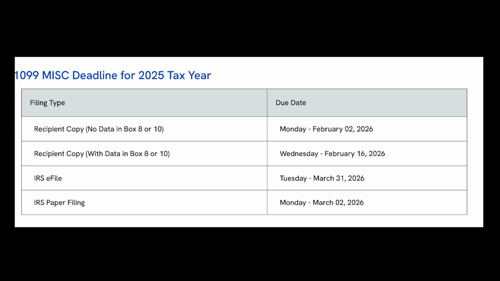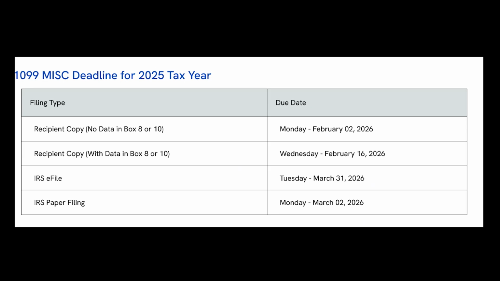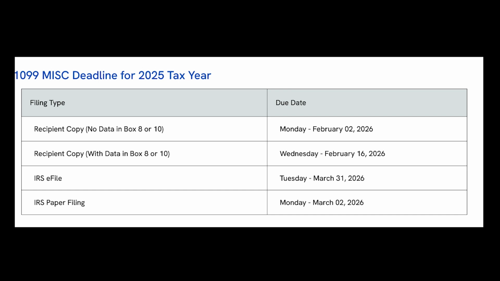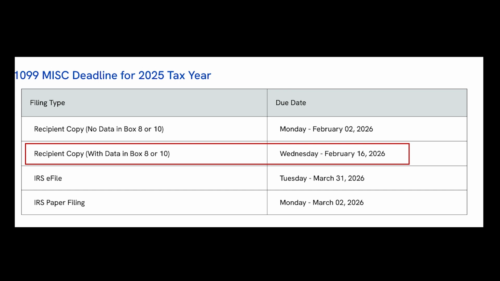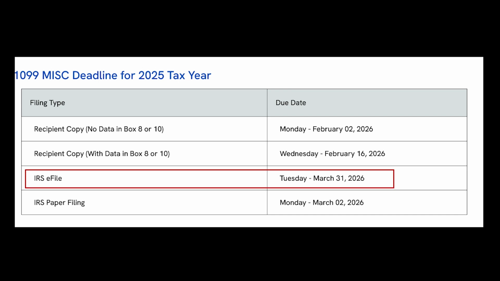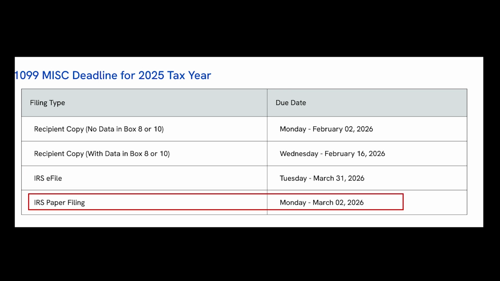For the 2025 tax year, if your recipient copy has no data in box 8 or box 10, then your recipient copy will be due to the recipient Monday, February 2nd, 2026. If your recipient copy does have data in box 8 or 10, then that recipient copy is going to be due Wednesday, February 16th, 2026. If your IRS copy is e-filed, then it will be due Tuesday, March 31st, 2026. And if your IRS copy is paper filed, it will be due Monday, March 2nd, 2026.